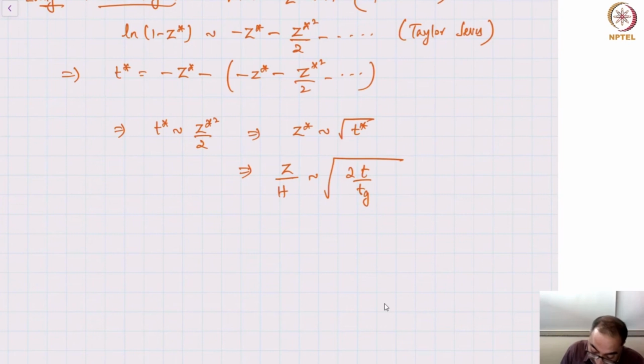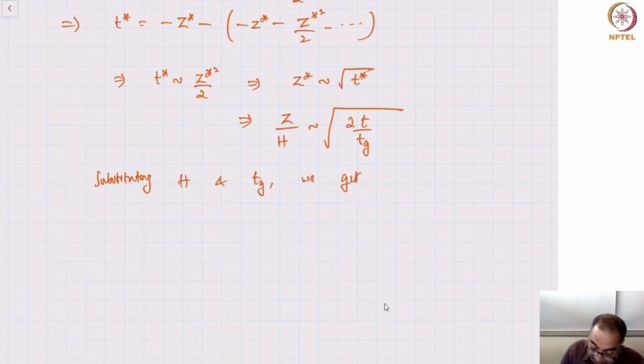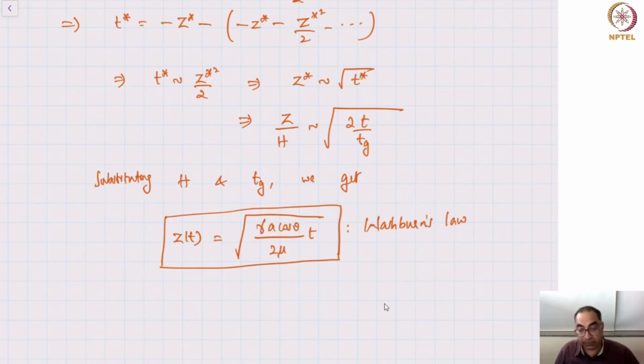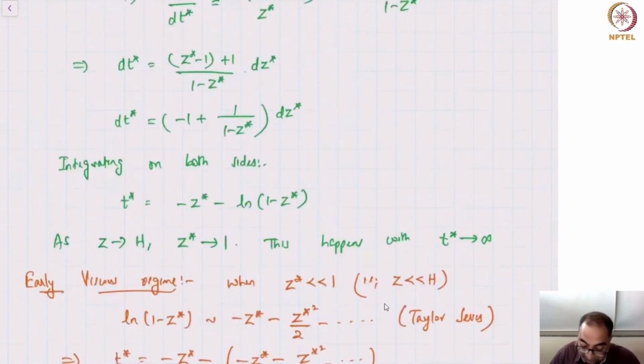Okay, we get a relation z of t goes like root of gamma a cos theta by 2 mu times t. This is a well-known result. It's called the Washburn's law. Okay, so Z goes like root T.